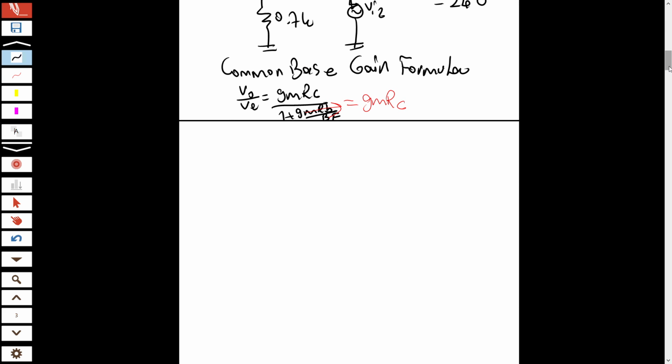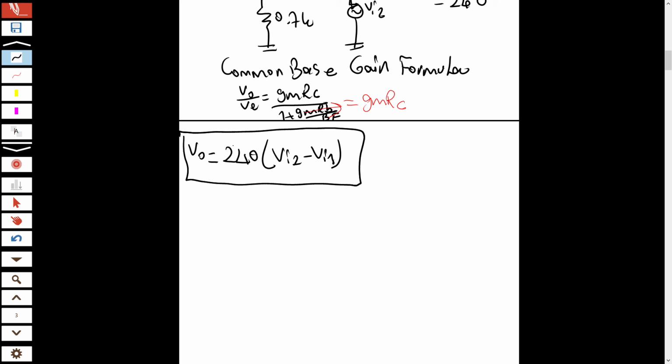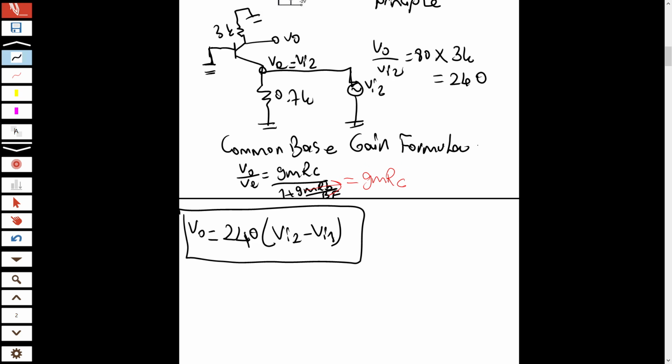So the total V output becomes like this: V output equals 240 times (V input 2 minus V input 1). Because remember, V output over V input 2 is 240, it is plus, and for V input 1 it is minus, so it's like this.